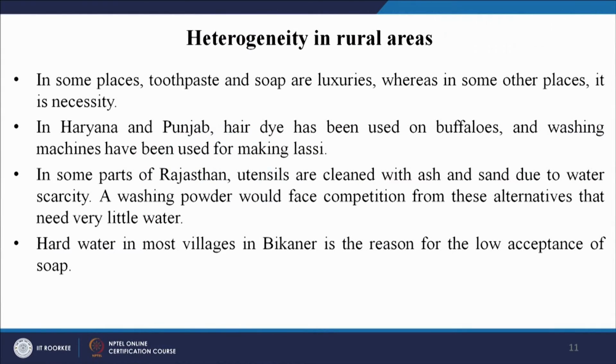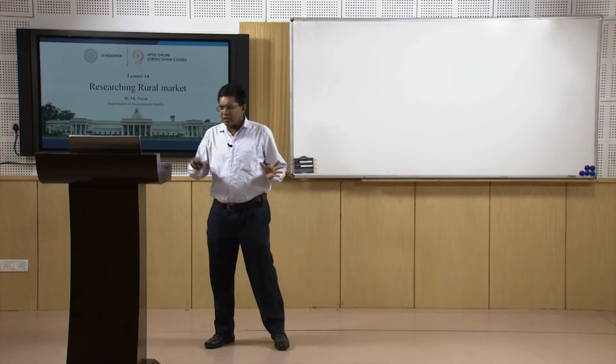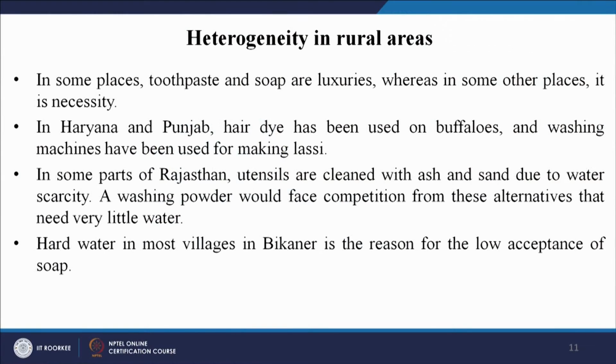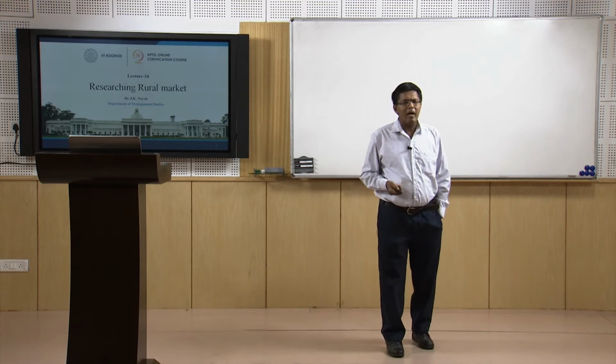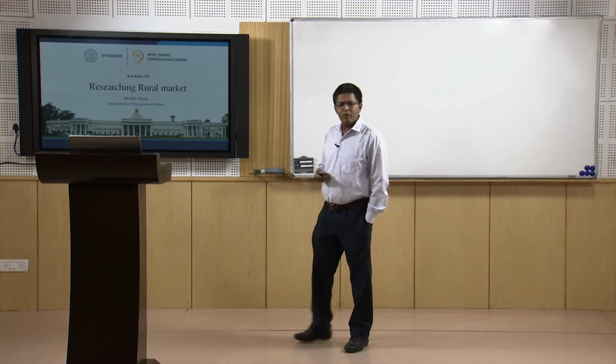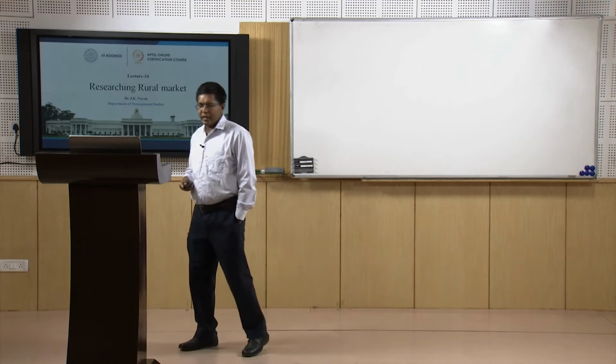Any marketer who wants to understand the rural market has to understand that rural consumer behavior and habits are quite different. In some parts of Rajasthan, for example, utensils are cleaned with ash and sand. Why? Because there is water scarcity. So washing powder would face stiff competition from alternatives that need very little water. It is a challenge for any marketer to innovate or devise a product which uses less water, and only then will people appreciate it.